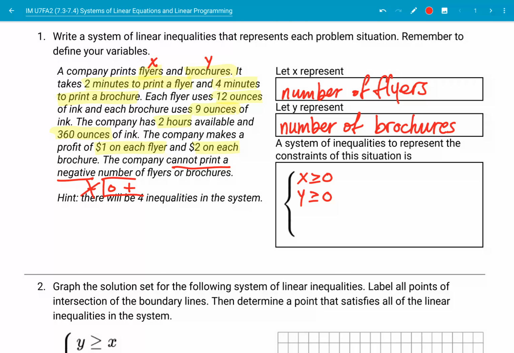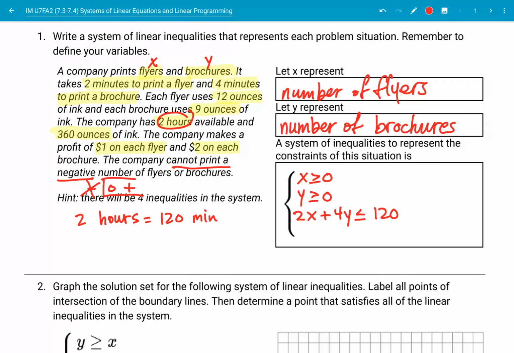Now I'm looking at the next, and it says it takes 2 minutes to print a flyer and 4 minutes to print a brochure, and I have a total of 2 hours available. So 2 minutes times the number of flyers that I make plus 4 minutes times the number of brochures that I make has to be less than or equal to, now these 2 and 4 are measured in minutes, but this other 2 is measured in hours. So I need to do 2 hours is equal to 120 minutes. Okay. So that has to be less than or equal to 120 minutes.